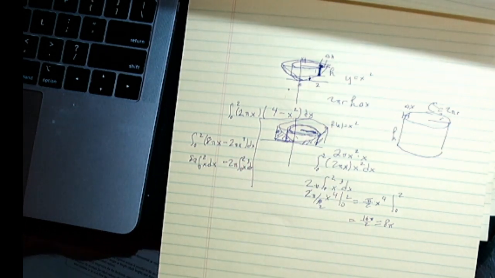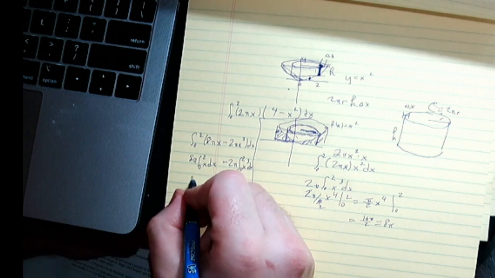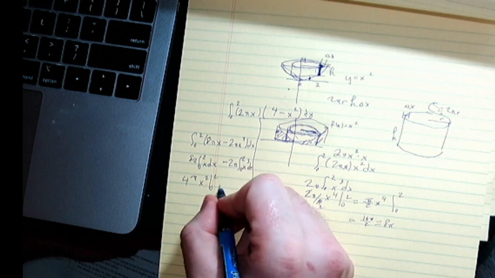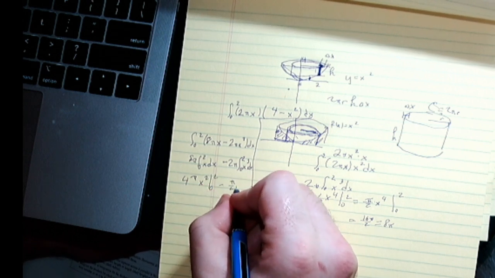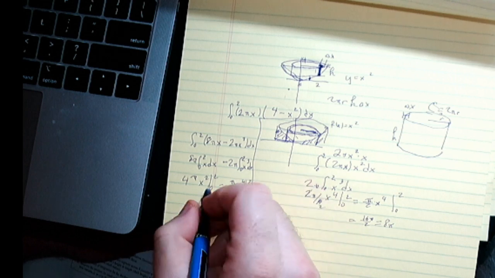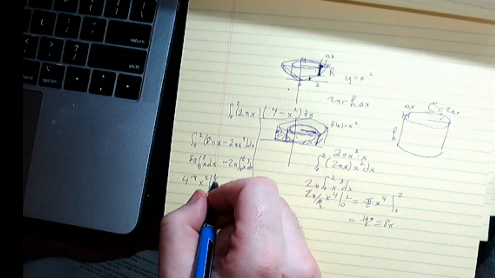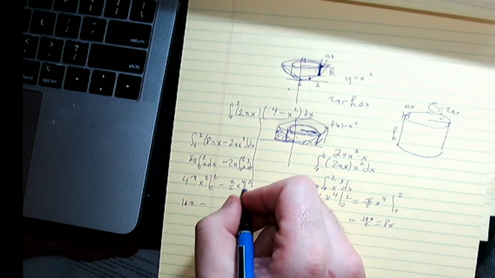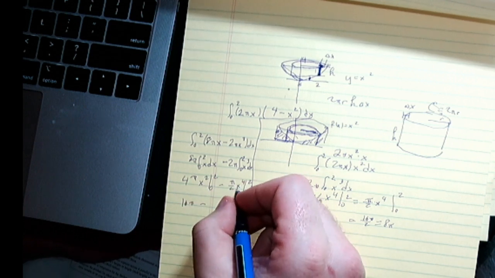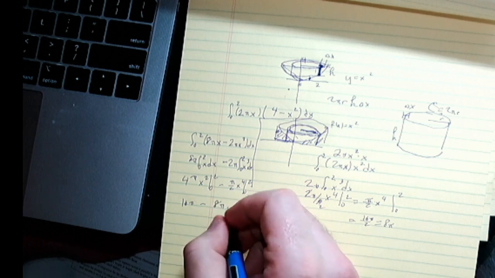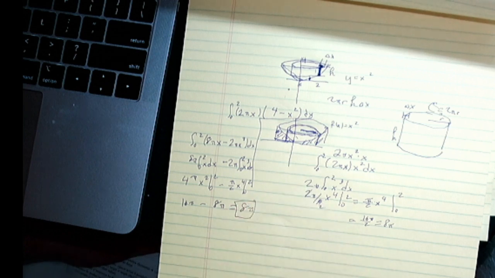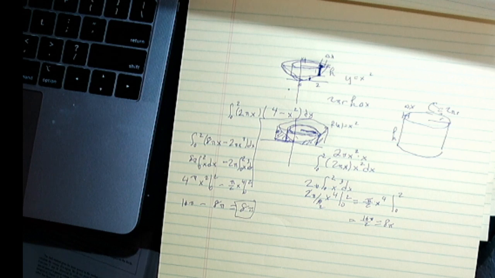And from here you can just bang it out. 4 pi x squared from 0 to 2, minus pi over 2 x to the fourth from 0 to 2. 2 squared is 4, so that's 16 pi minus 0. 2 to the fourth is 16, so that's 8 pi minus 0. So this whole thing is just equal to 8 pi, which is cool. Also, there's a cool effect here. The inside and outside shells are the same, which is cool.